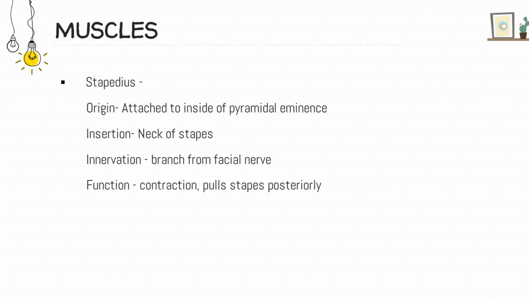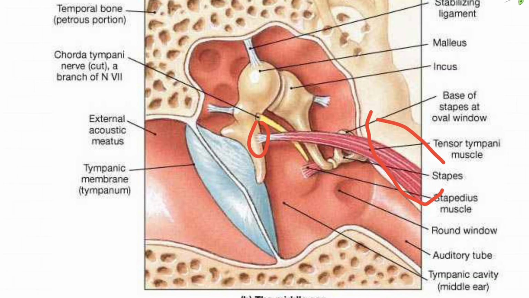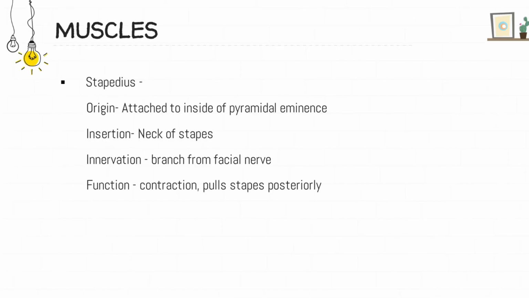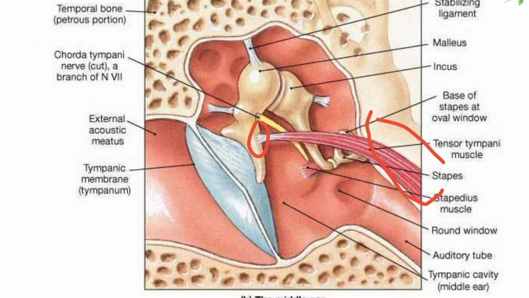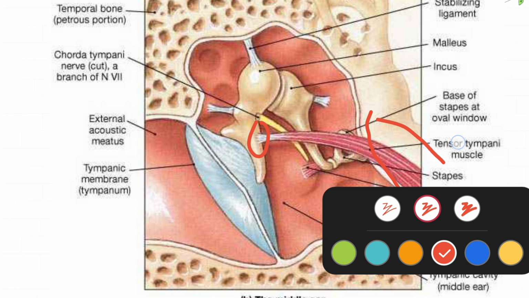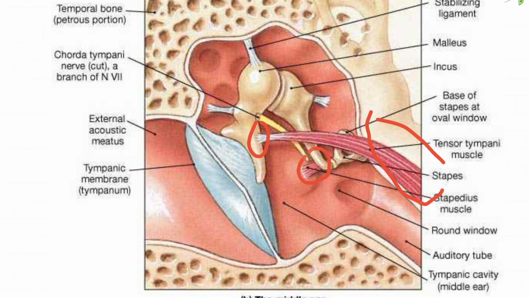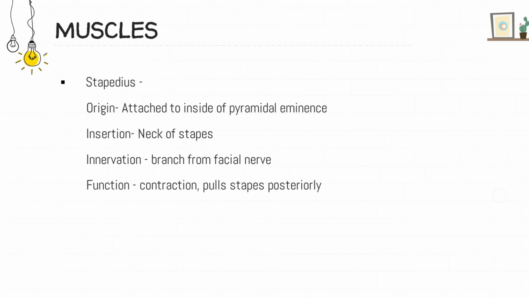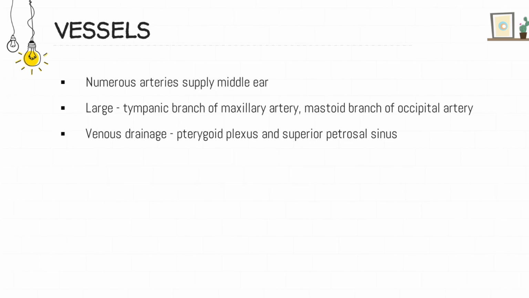Next muscle is the stapedius. The origin is the attachment to the inside of the pyramidal eminence, which we spoke about earlier, and the insertion is into the neck of the stapes. Here in the figure you can see the insertion to the neck of the stapes. Innervation is from a branch of the facial nerve, and the function is contraction; it pulls the stapes posteriorly.